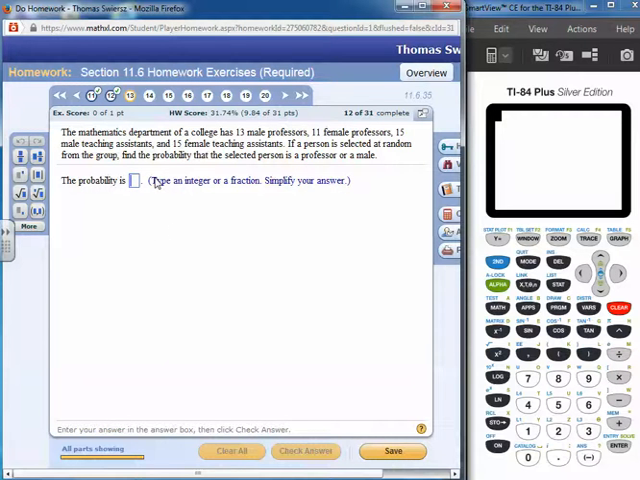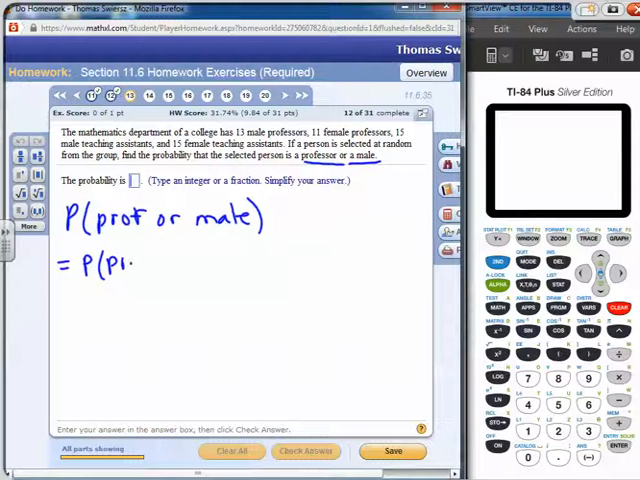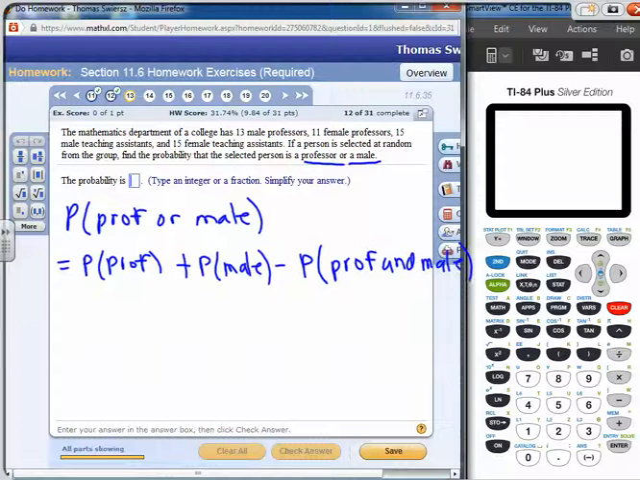Number 13, the mathematics department of a college has 13 male professors, 11 female professors, 15 male teaching assistants, 15 female teaching assistants. If a person is selected at random from the group, find the probability a person is a professor or male. So probability of a professor or male would be equal to the probability of a professor plus the probability of a male, and then the overlap is the probability of professors and they are a male.